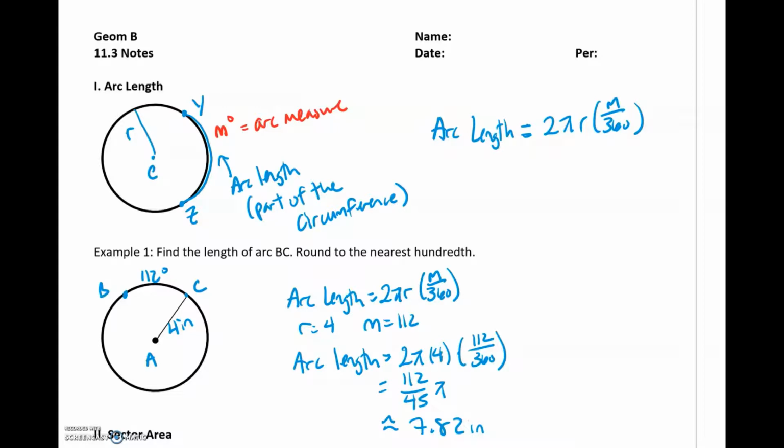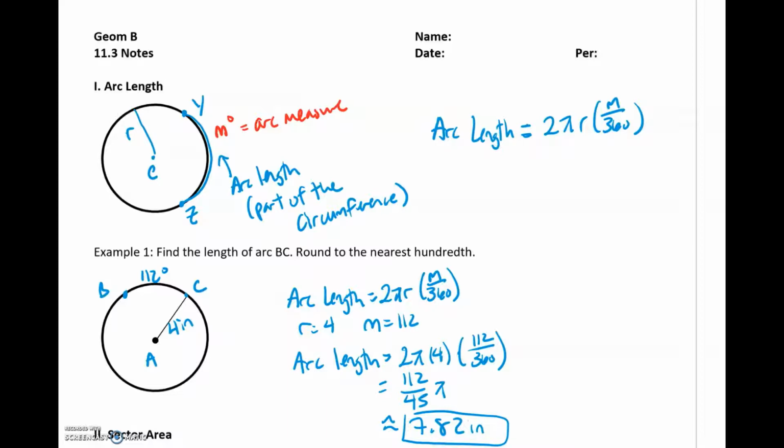So as long as we know r and m, it's pretty straightforward. You just plug it all in. Remember, it's always a good habit to write down the formula. So 2 pi r times m over 360. We know r is 4, m is 112. Plug it all in. I showed you the simplified fraction in case it asked you to leave your answer in terms of pi, but because we're rounding to the nearest hundredth, put it all in your calculator, use that pi button. We should get 7.82. Okay? So that is arc length.